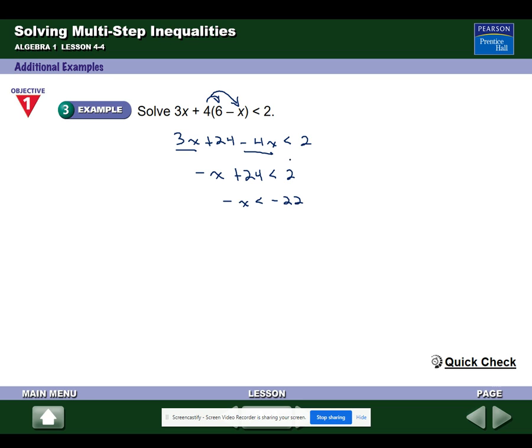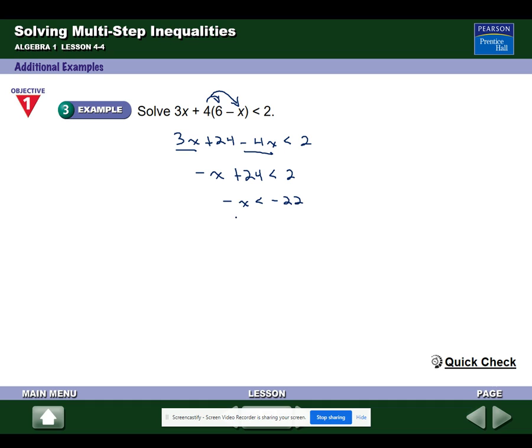2 minus 24. Again, if you want to show the intermediate step there, if that helps you with accuracy, go ahead. You know, show minus 22, minus 24, minus 24. Now, we don't want to know what negative x is. We want to know what x is. So what's the last step here?